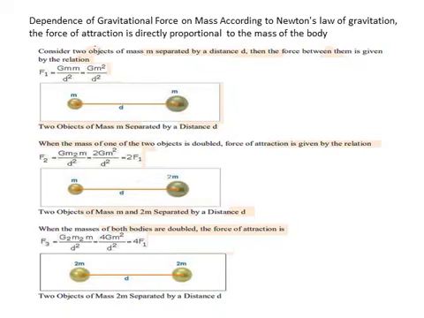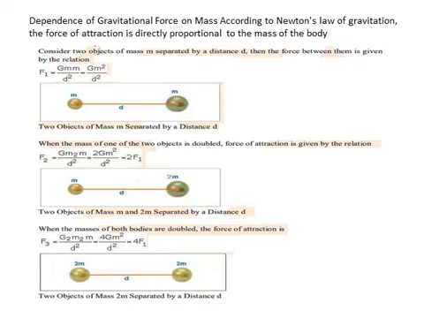Now go to the last case. Here both of them have double the masses. Both the bodies have double the masses. So the left side body has 2m, the right side body has 2m. So substitute in the formula m1 as 2m and m2 as 2m. Now when you simplify, you get 4G into m square by d square. So when you compare it with the first one, you can see that the force is increased 4 times.